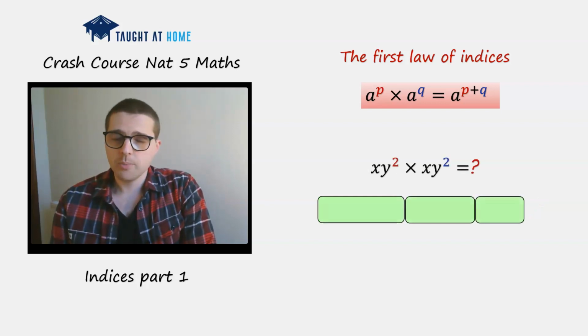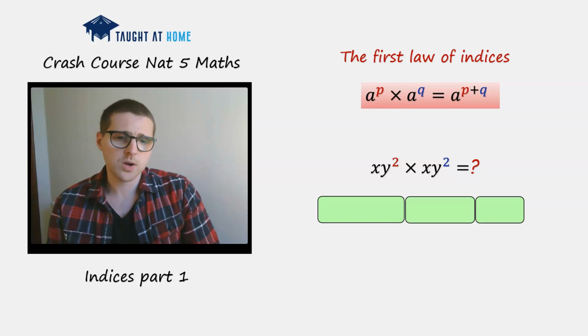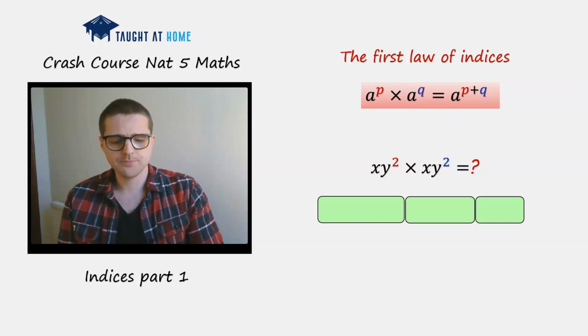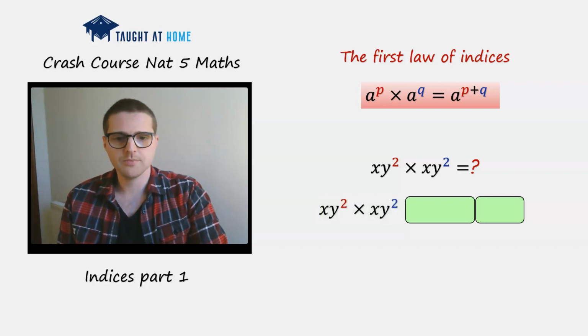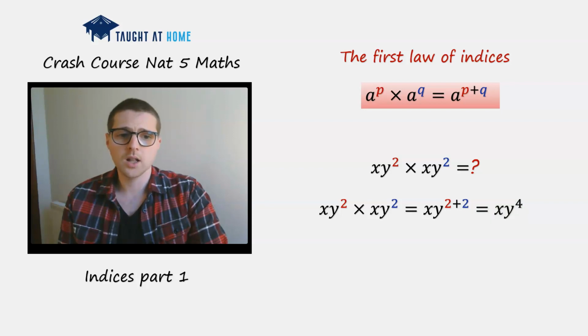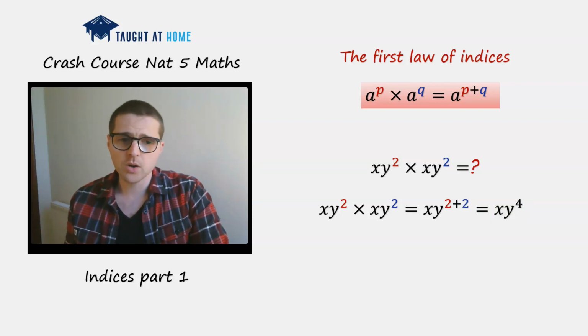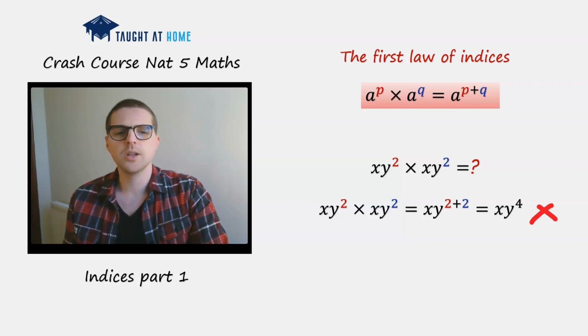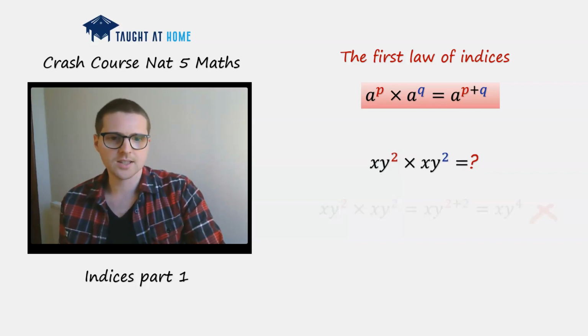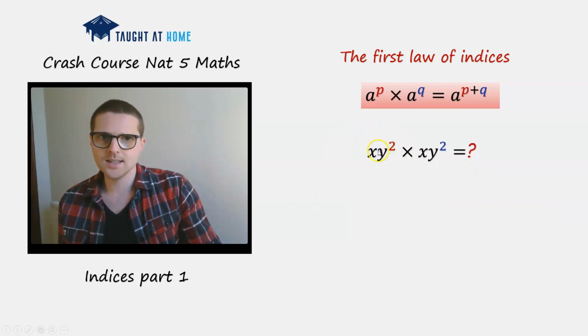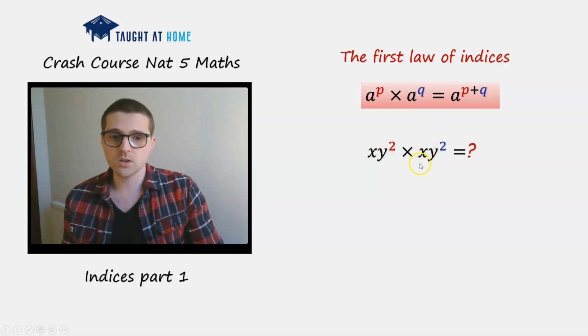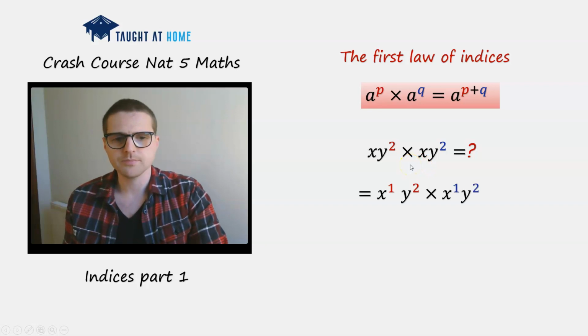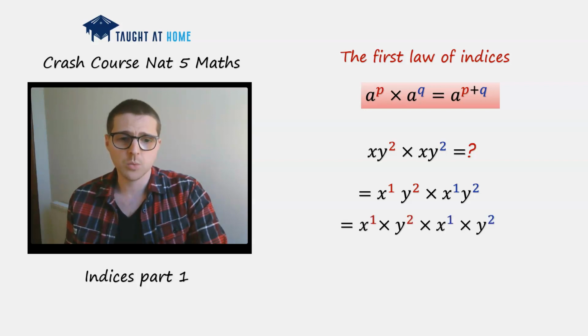Now this is a tricky one. A lot of people can go wrong here. So we've got xy squared times xy squared. You might be tempted to add the indices up here, and say we've got xy to the power of 4. Now if you did that, unfortunately you would be incorrect, because remember, we have the x and the y squared, and we need to add an index with the x's. So we're going to assume that the index on the x's is 1. So we can rewrite this as x to the power of 1 times y squared times x to the power of 1 times y squared.